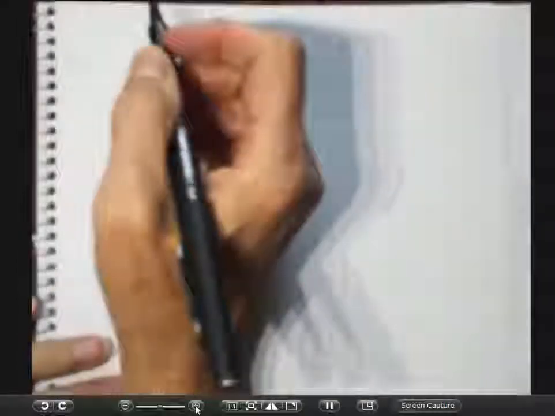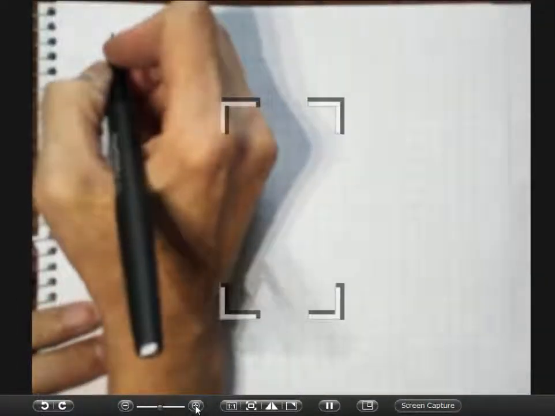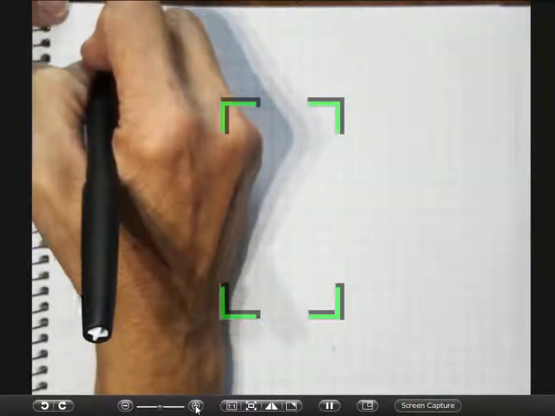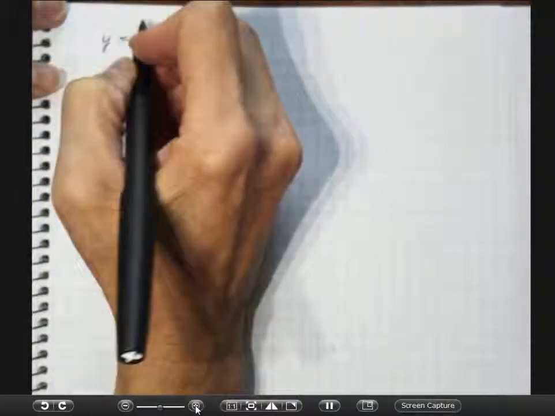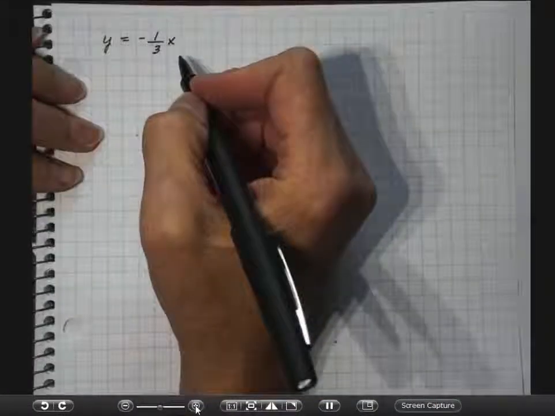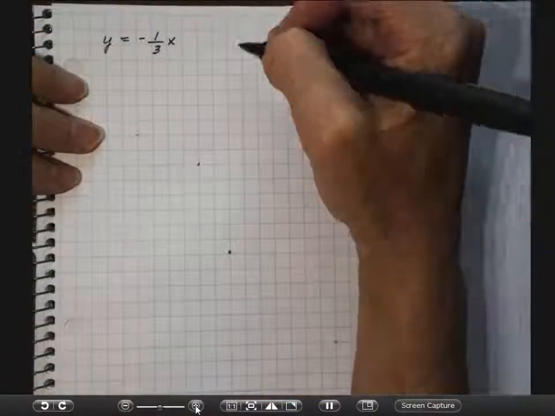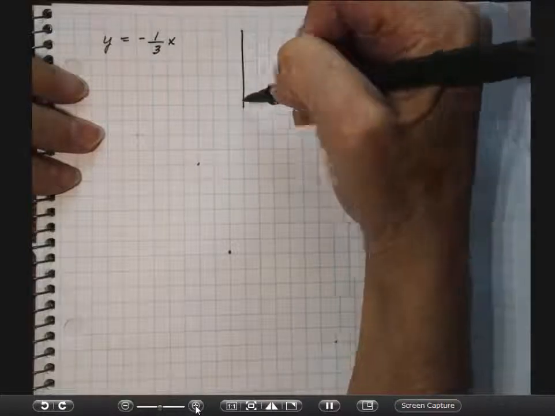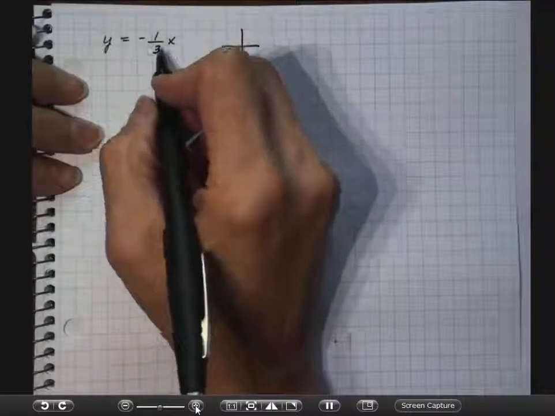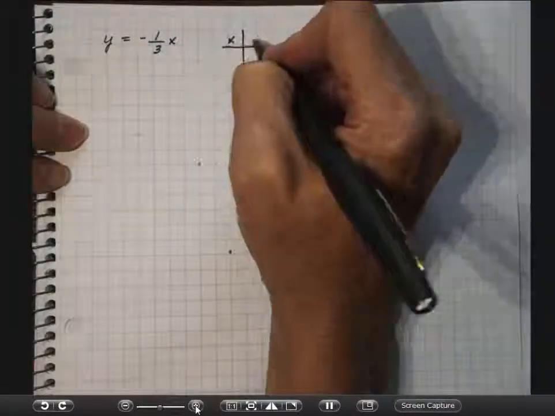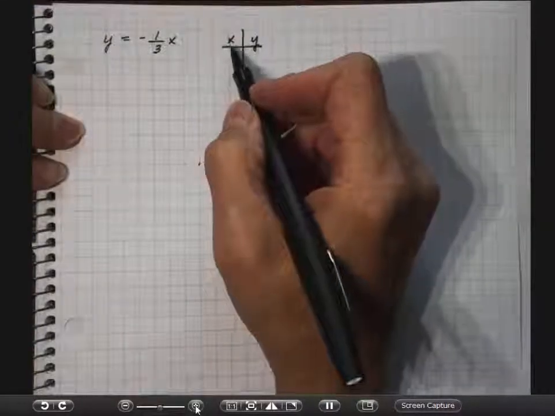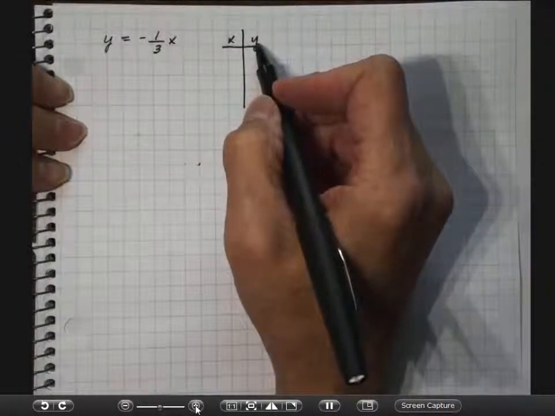I'm going to do a problem similar to problem number 55 in section 3.2. So this is going to be an example where we have y is equal to negative 1/3 x. So I'm going to make a t-chart using this, and I can use any values I want to. I've got the equation in the form of y equals negative 1/3 x. So I'm going to pick values for x, and then I'm going to use those values to solve for y.